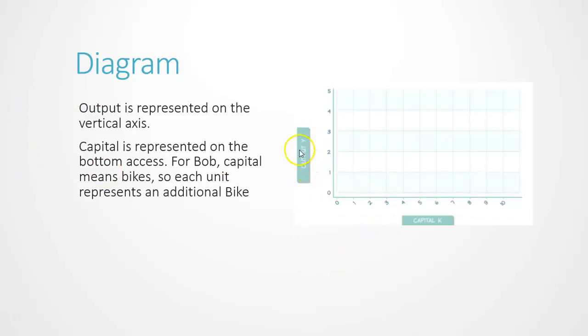Here's the diagram. Y equals output and K equals capital. Once output increases, it will increase his profits. But if capital goes down, he's not improving his profits, and his bikes and his deliveries are going to fail. I'll show you how this works once I explain it through the other slides.